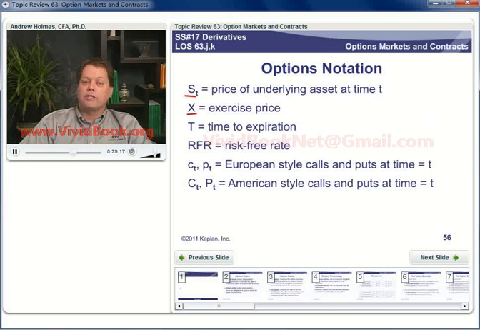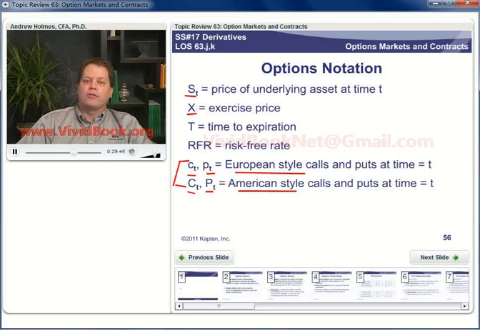That is the price that you can either buy at if it's a call option or sell at if it's a put option. T is the time to maturity, stated as a portion of a year, so 1 would mean 1 year, 0.5 would mean 6 months. Then there's the risk-free rate, and the call and put values. Notice that we use a capital C and a capital P for an American call and put, and a lowercase c and a lowercase p for a European-style call and put.